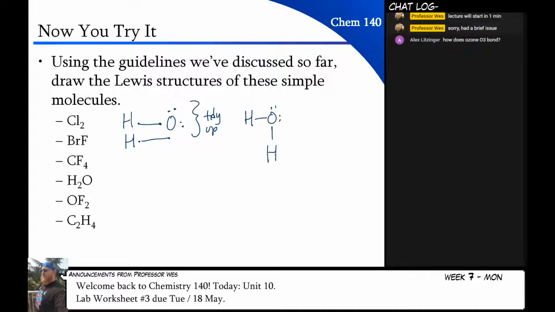And there you go. There's the structure. Now, if your H's are in a straight line, HOH sort of thing, that's fine. All we care about is the connections are the same. So my H connects to an O, connects to an H. However you orient it, it's fine.